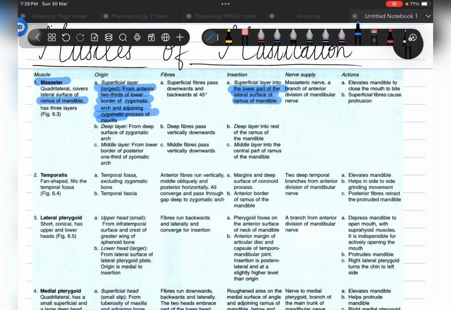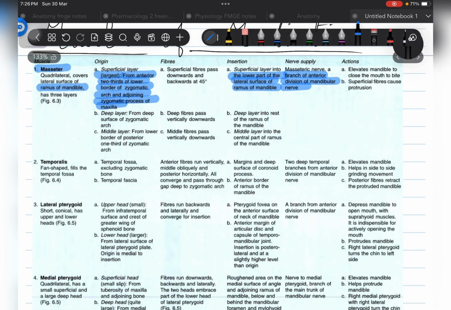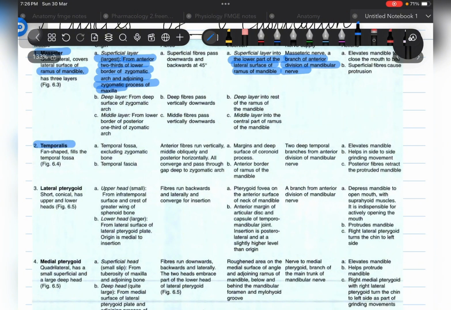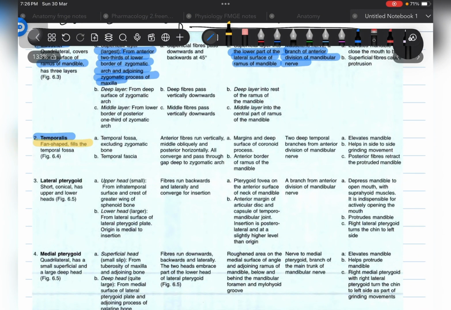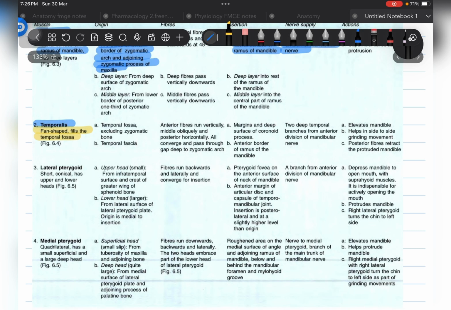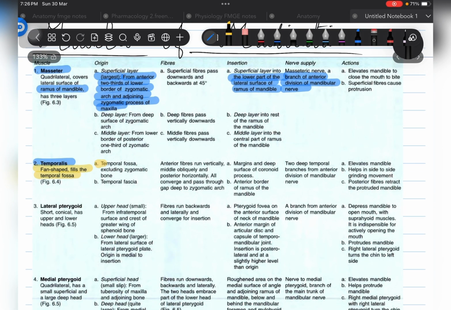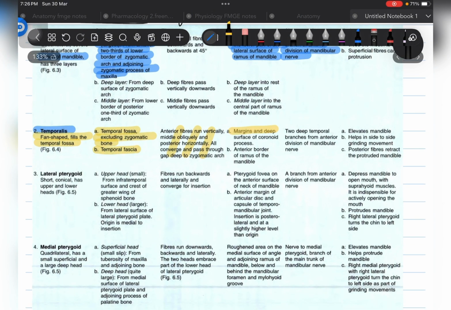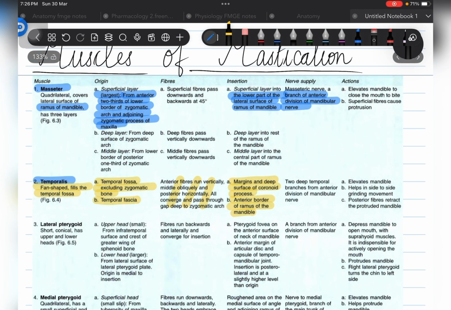The nerve supply of the masseter muscle is the masseteric nerve, a branch of the anterior division of the mandibular nerve, and its action is to elevate the mandible to close the mouth to bite. Superficial fibers cause protrusion. Next is the temporalis, which is fan-shaped and fills the temporal fossa, and the origin is the temporal fossa, excluding the zygomatic bone, and temporal fascia. So no need to learn the fibers. Next is the insertion: margins and deep surface of the coronoid process and anterior border of the ramus of the mandible. And the nerve supply includes two deep temporal branches from the anterior division of the mandibular nerve.